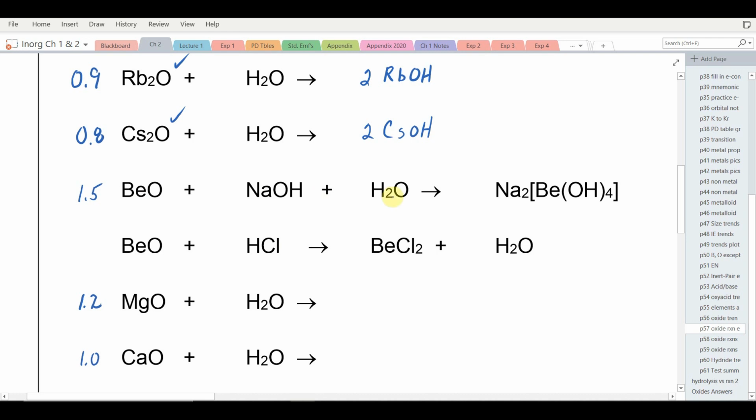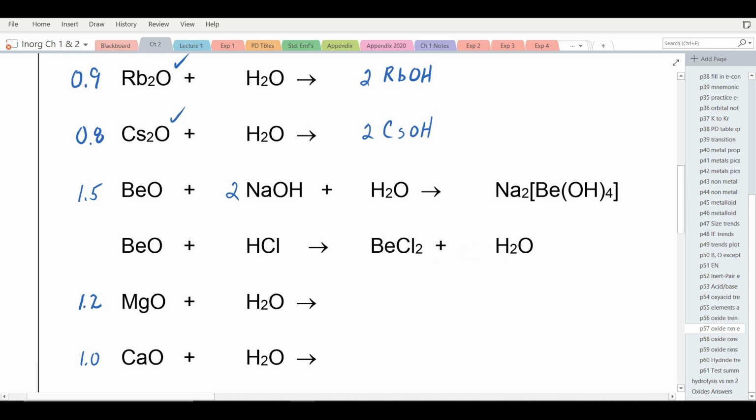So I'm not asking you to memorize these equations because they're atypical. They're not normal, but you should be able to balance them. 2 sodiums, let's put a 2 here. 4 hydrogens, there's 2 and 2. Oxygens are 4, that's 1, 3, 4. Looks like it's balanced. Beryllium oxide also dissolves in acid, producing a chloride.